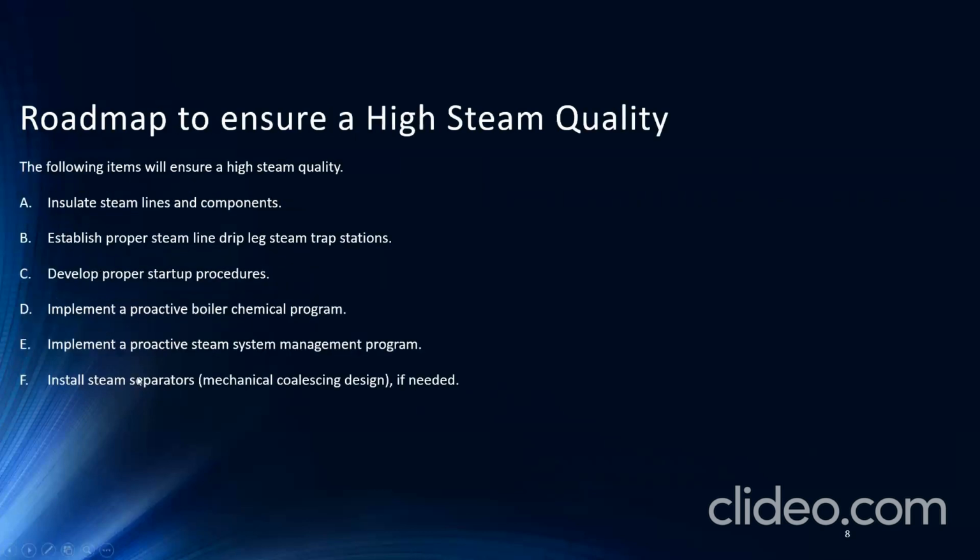So, the following items will ensure a high quality steam. A. Insulate steam lines and components. Because it will condense, right? So when it loses heat, its enthalpy value decreases. B. Establish proper steam line drip legs and steam trap stations.